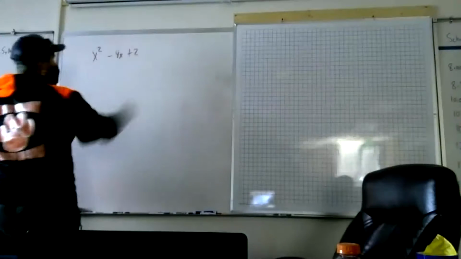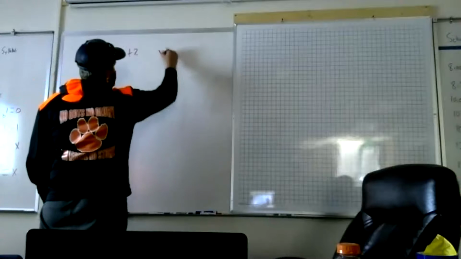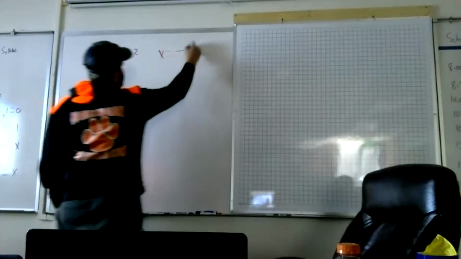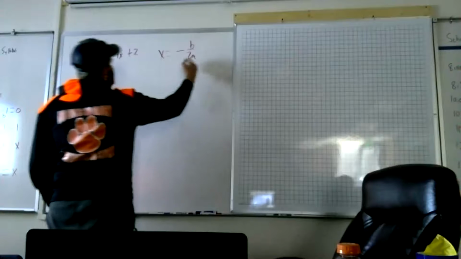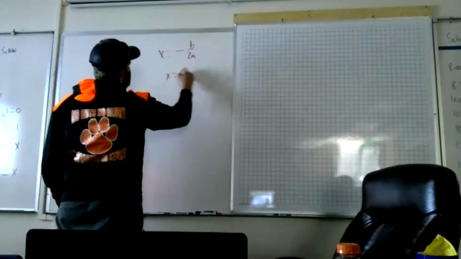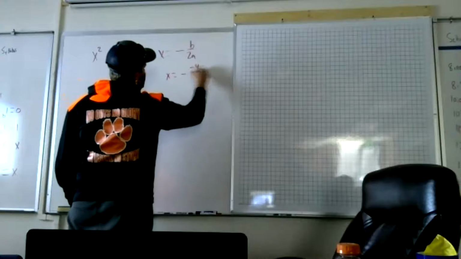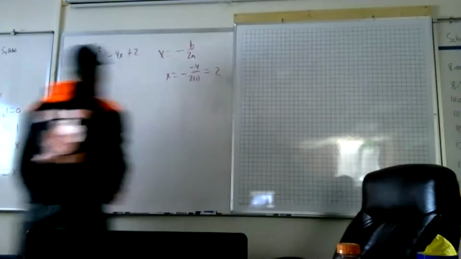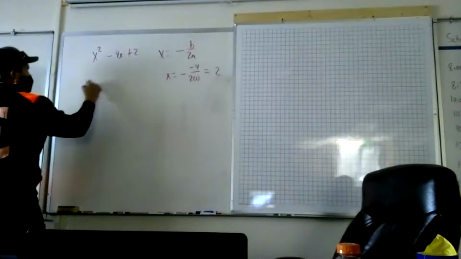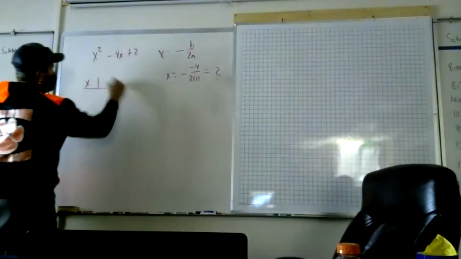Okay, once again, we're going to run it through the equation for the vertex, negative b over 2a, because that's the most important point. So x is equal to negative negative 4 over 2 times 1, which is equal to 2. Start to build my table from there.